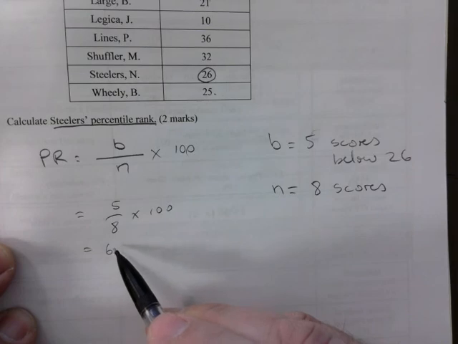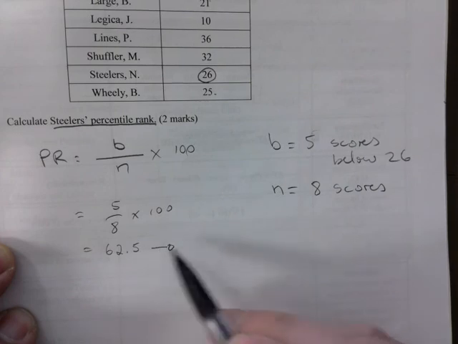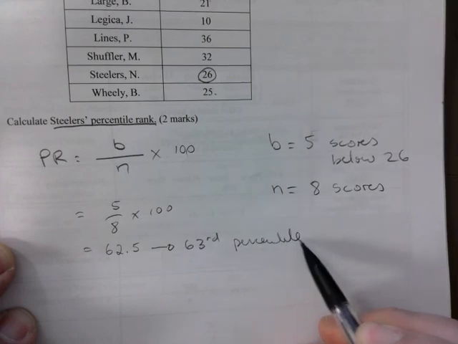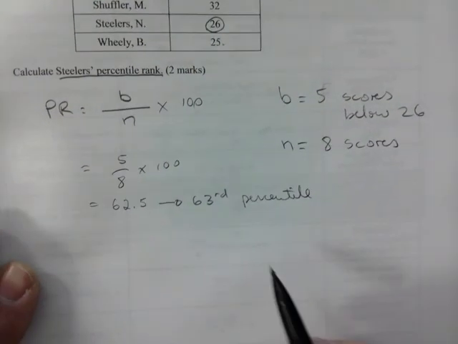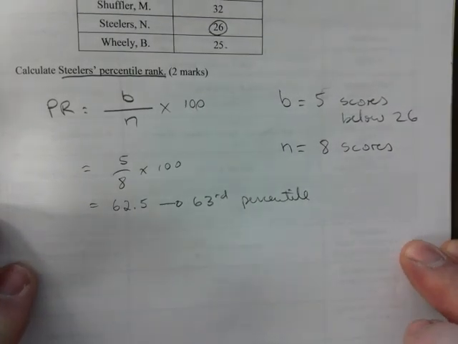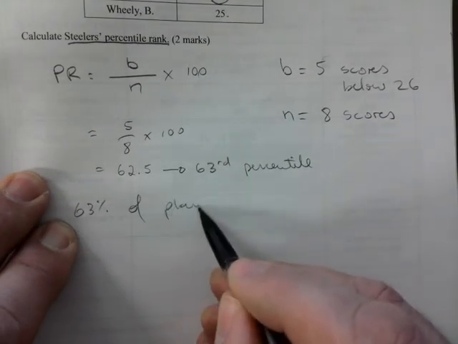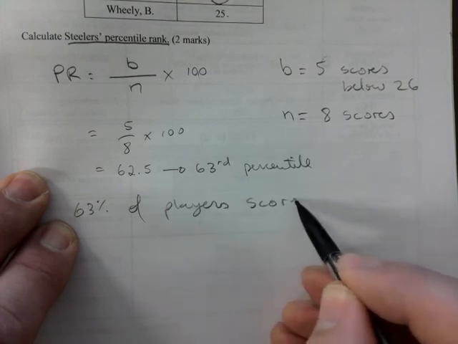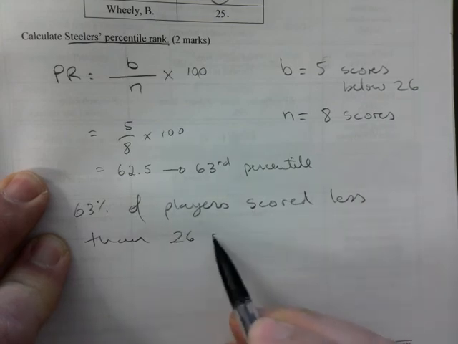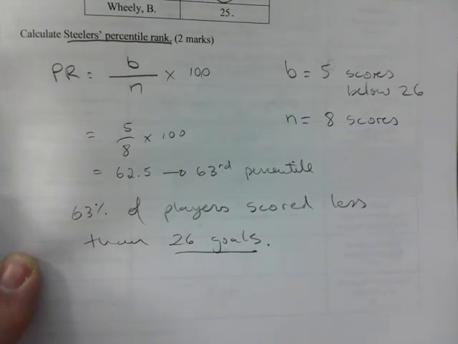So that's 62.5. You can't have that, so you will just say either 62nd or 63rd percentile. And what does that mean? It means that 63% of players scored less than Steelers. Okay? I'll write that down: scored less than, you should put down 26 goals, because that's how many goals Steelers scored in this particular year.